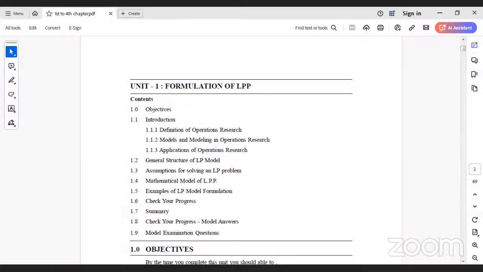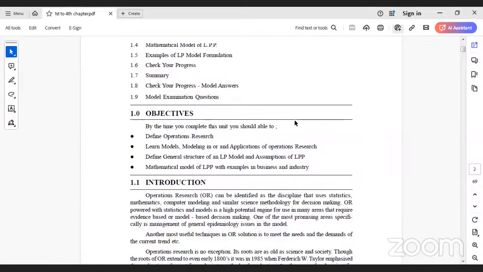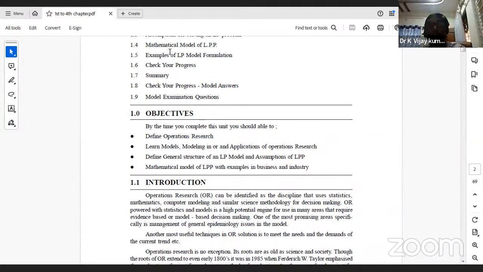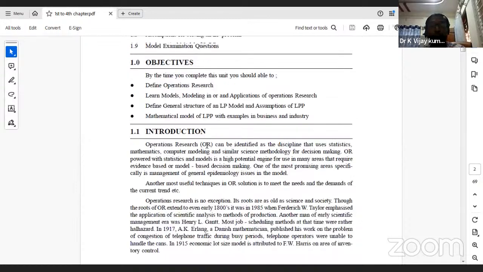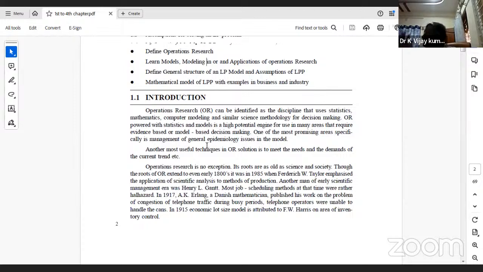Model formulation and check you can complete this unit. Define what operation research is, what is the meaning of operation research. Learn models, modeling and applications of operation research. Define the general structure of LP model, assumptions of LPP, linear programming as a mathematical model of LPP with examples in business and industry. So that is what we have to learn here.